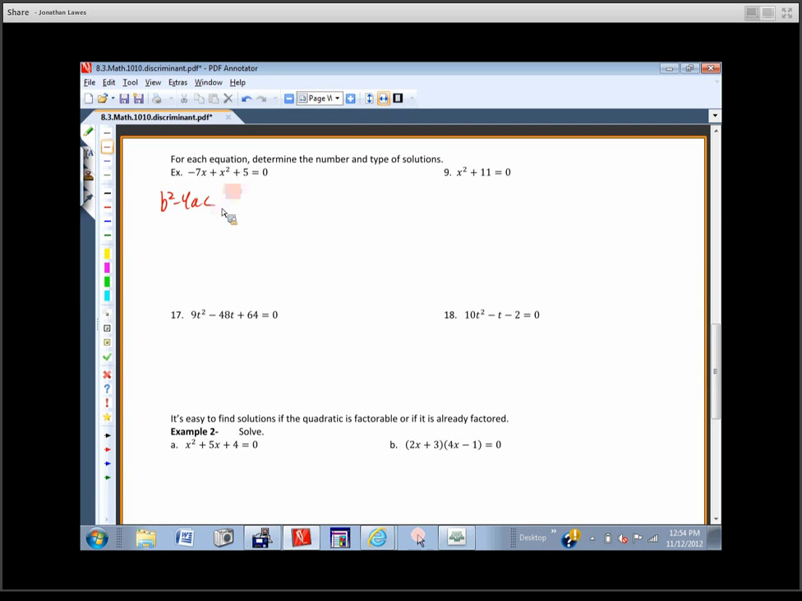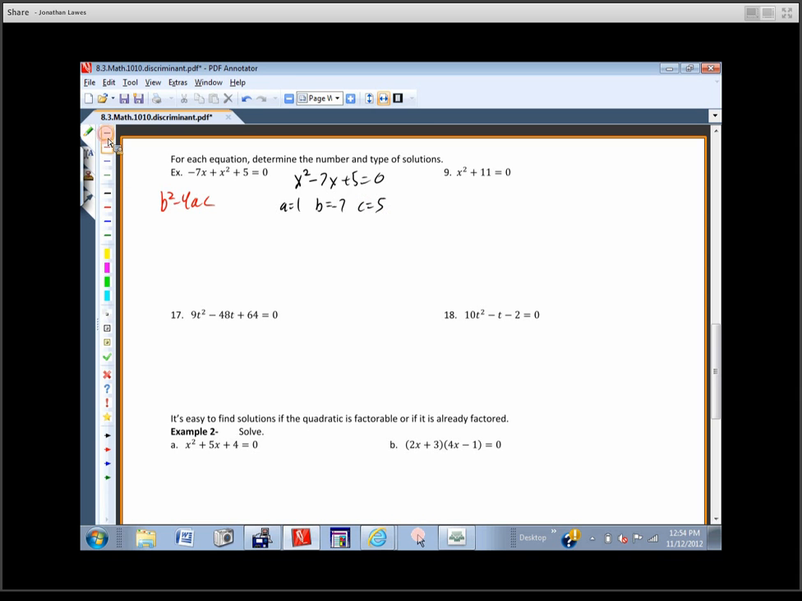So on this one, please take a good look. What's wrong with this? They're trying to trick you. So put it in descending order. Make sure it's set equal to 0. So that's going to be x squared minus 7x plus 5 set equal to 0. So that means A is 1, B is negative 7, and C is 5. Let's plug this in and get it right.